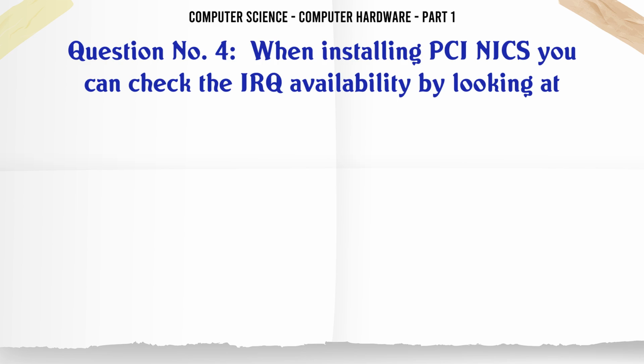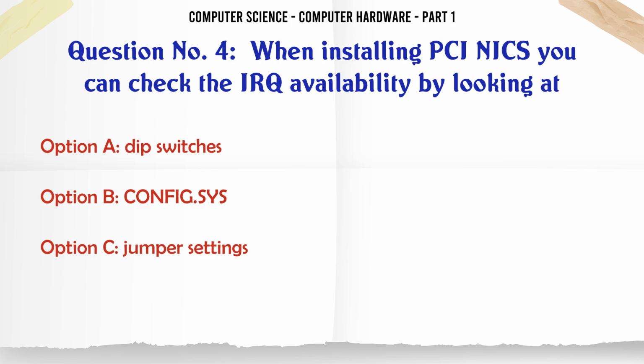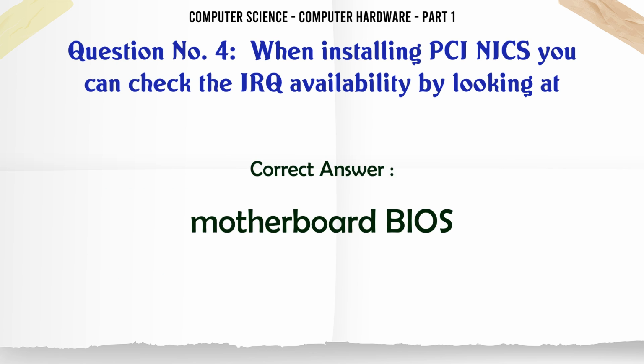When installing PCI NICs, you can check the IRQ availability by looking at A. DIP switches. B. config.sys. C. Jumper settings. D. Motherboard BIOS. The correct answer is Motherboard BIOS.